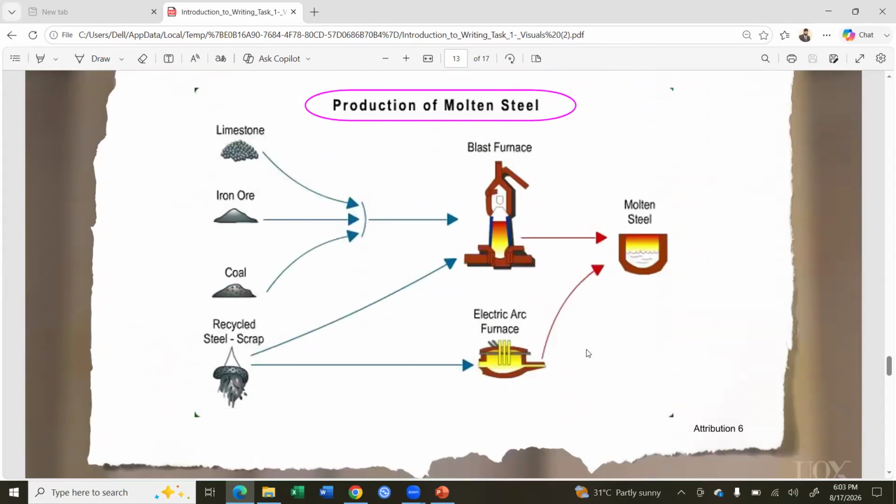Then another picture of process, right? Production of molten steel. It talks about how a molten steel is produced, right? So it is produced from limestone and iron ore, right? And you should also add coal, right? And recycle steel or scrap, right? They are taken to the blast furnace or the electric arc furnace, right? Both of them, these are the ways. And then they are taken to the molten steel and this is how the molten steel is being produced, right? This is how the process would look like.